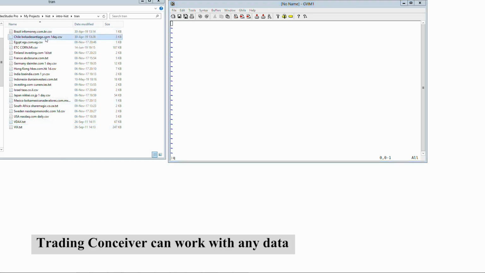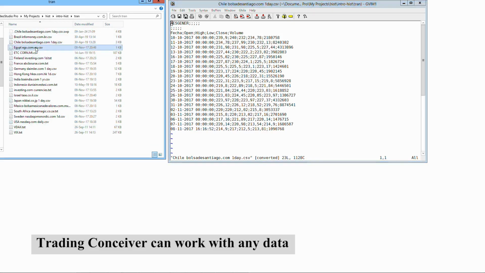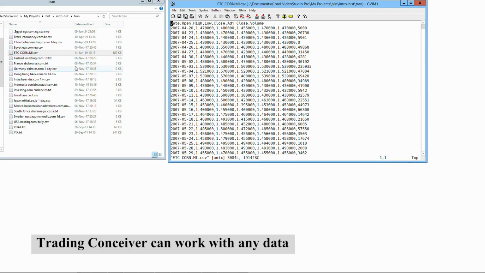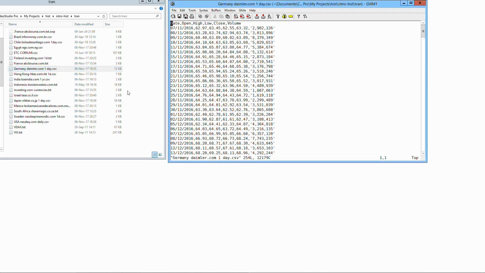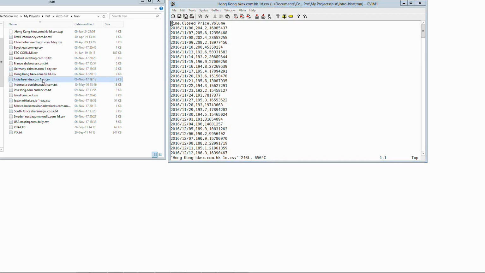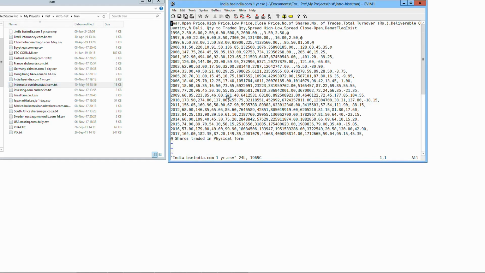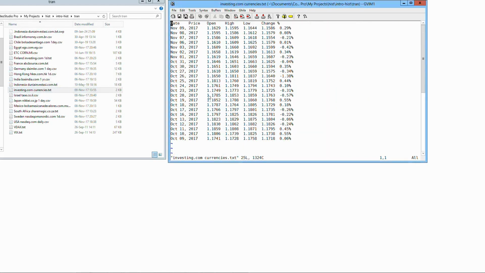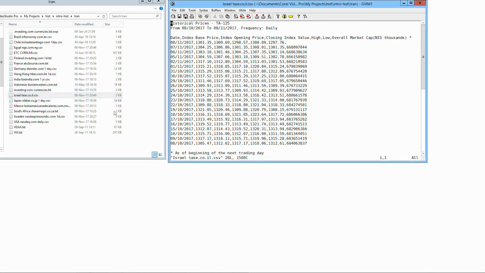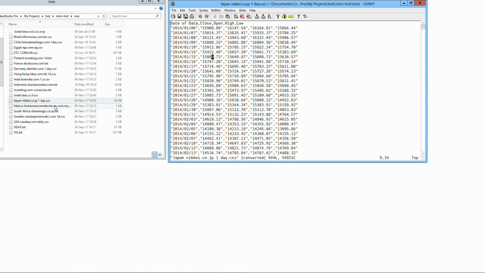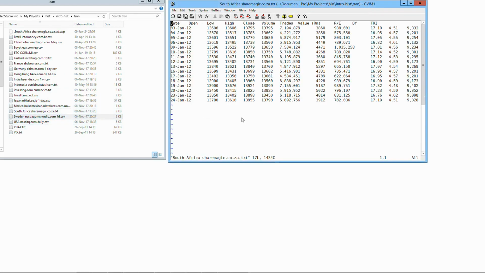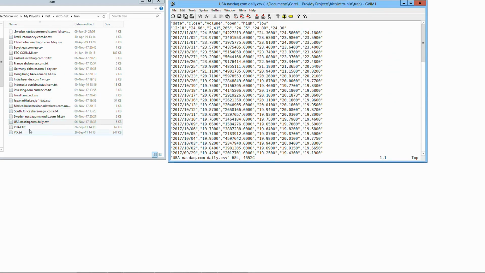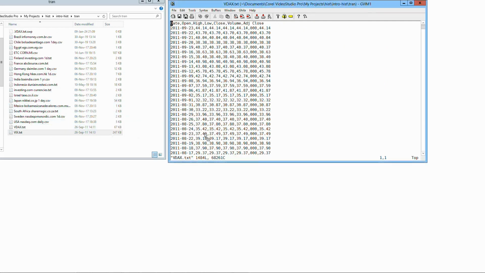We believe that one of the most attractive features of Trading Conceiver is that it can work with any historical data contained in any file. We do not provide historical data. This is a positive fact for you, because providing data would come at a cost, and it is definitely not necessary. There are plenty of data providers over the internet, and some of them are absolutely free. So the good news for you is that you do not need to pay for historical data.